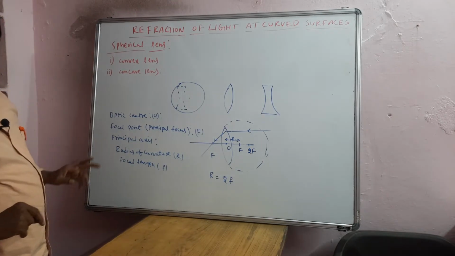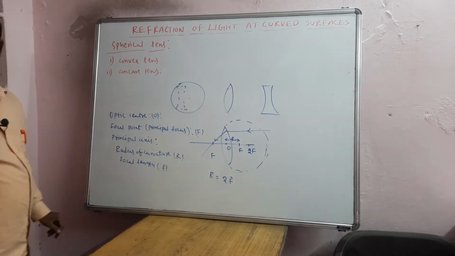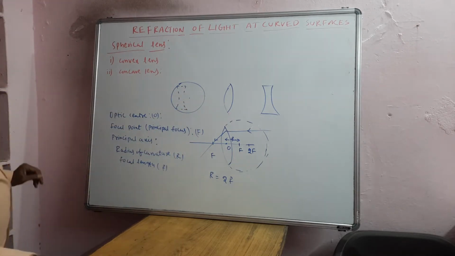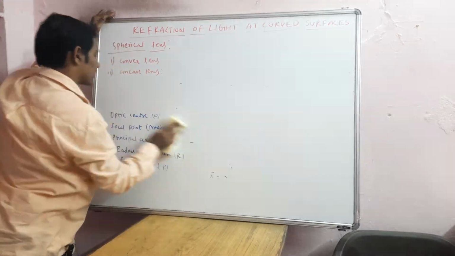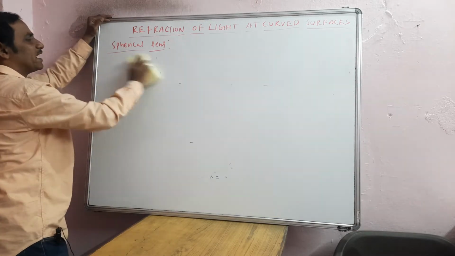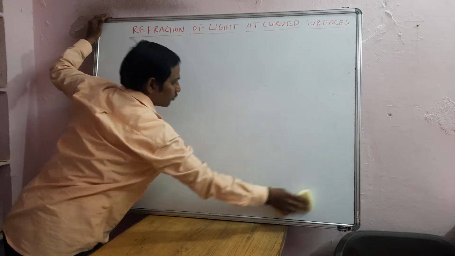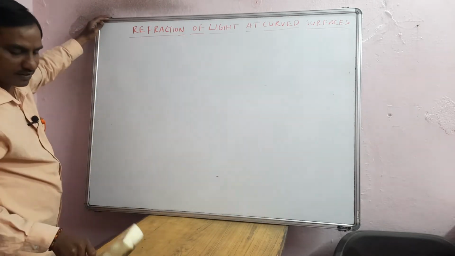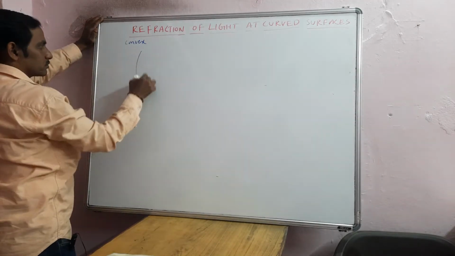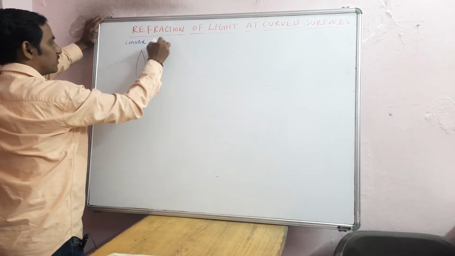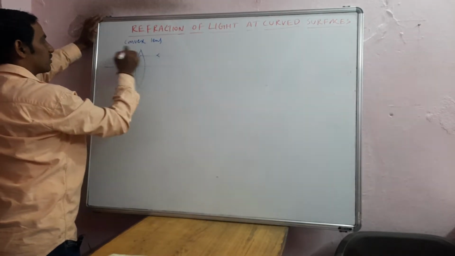Then we will go through the rules for convex and concave lenses, image formation, sign convention, and numericals. So first of all, I will state the rules. What are the rules for convex and concave? Generally any light ray which is coming parallel to the principal axis will pass through a point on the principal axis. That point is called the focus. So this is rule number 1.